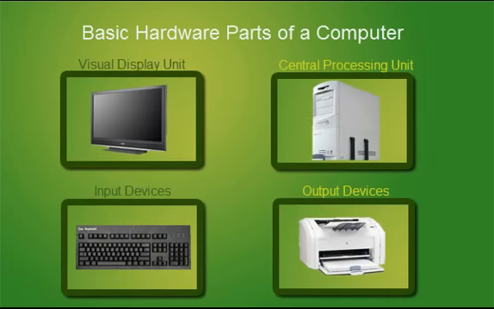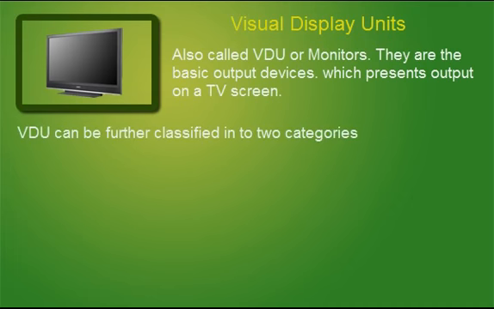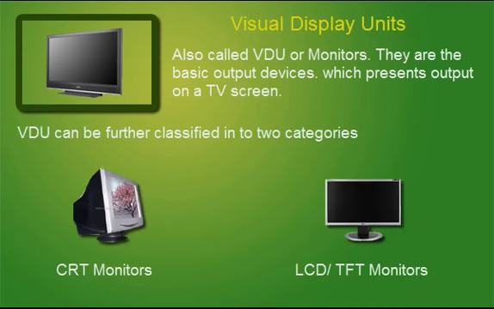Some basic hardware parts of a computer are visual display unit, central processing unit, input devices, and output devices. First of all, we discuss visual display units, also called VDU or monitors. They are the basic output devices which present output on a TV screen. VDU can be further classified into two categories: CRT monitors and LCD/TFT monitors.